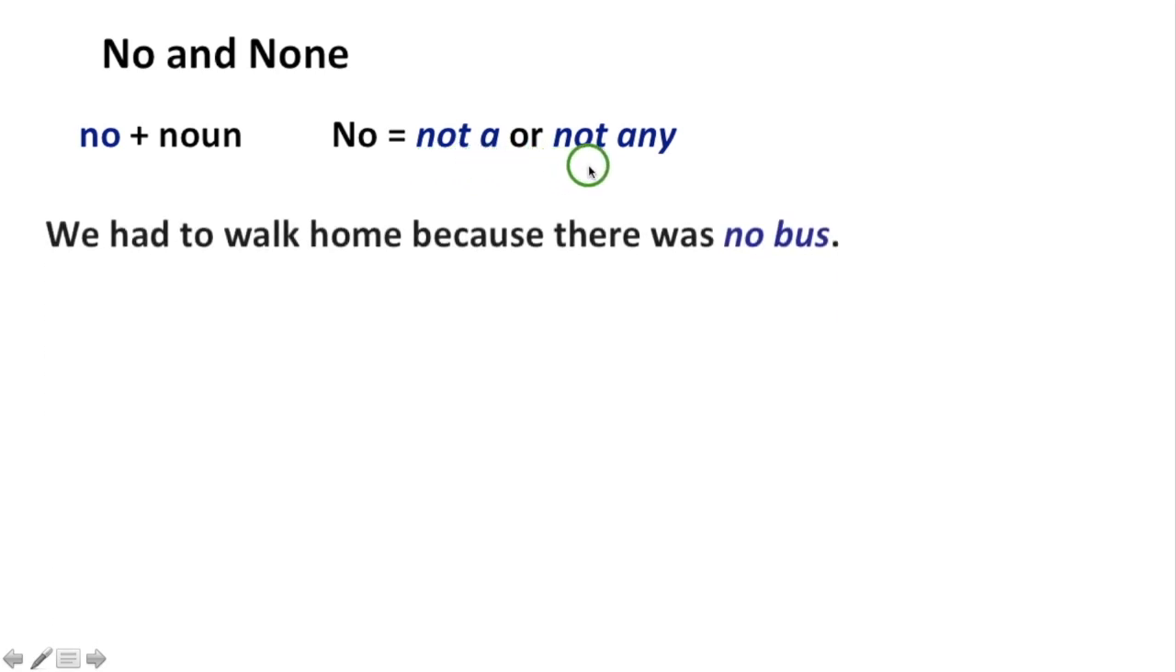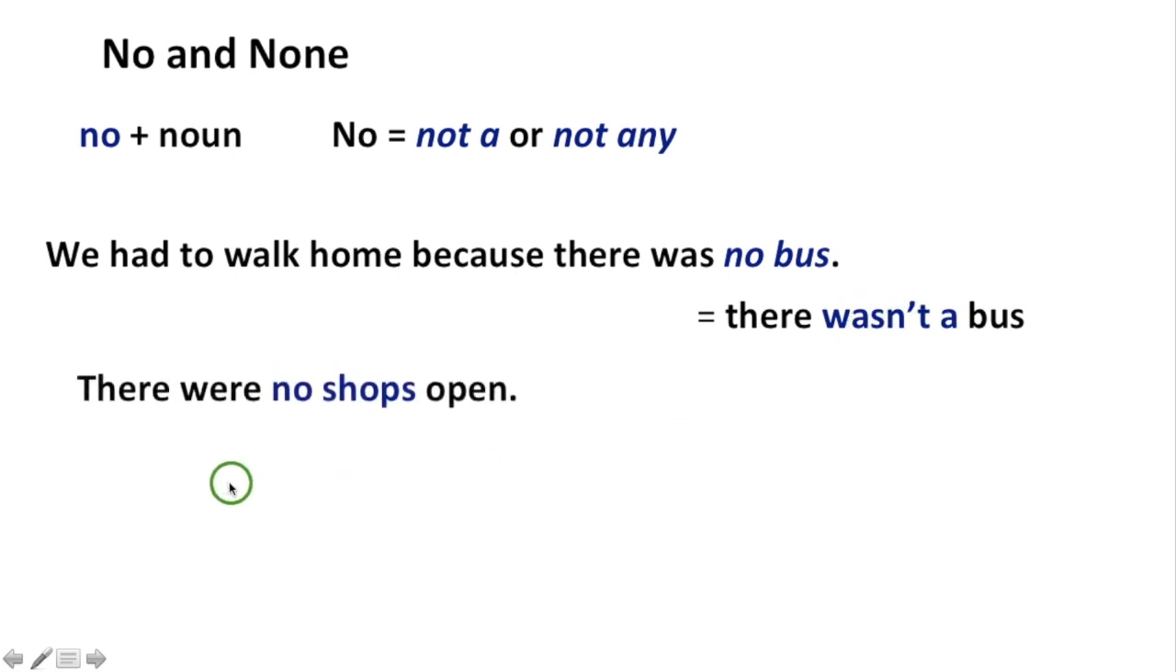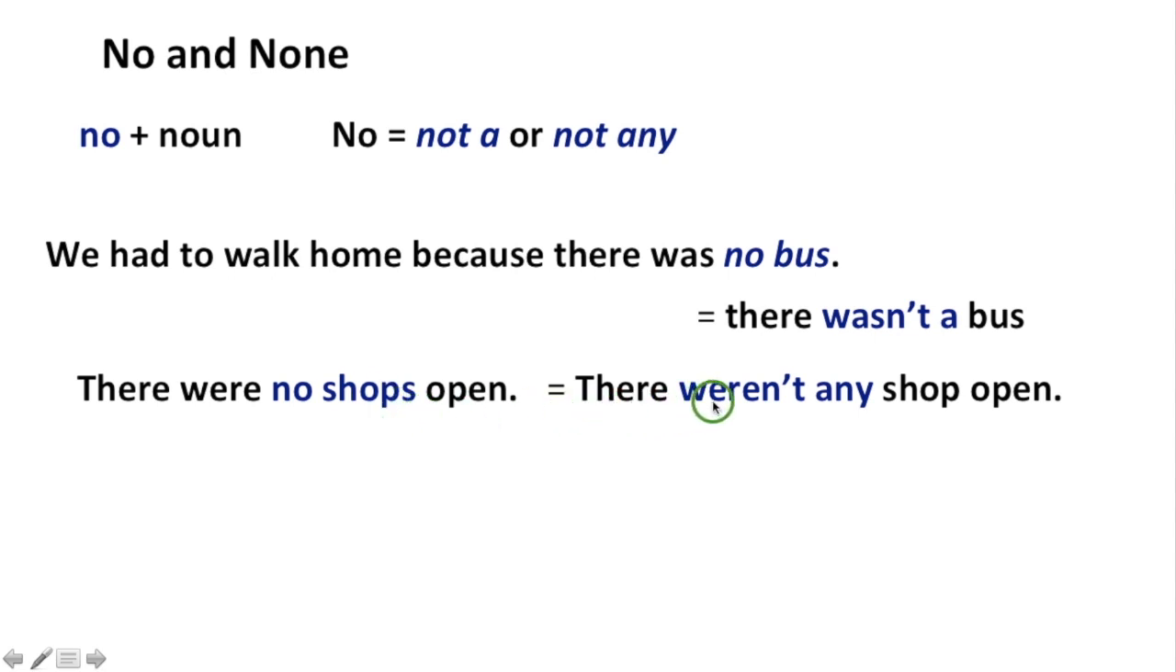Now let's see the examples. Here we have to walk home because there was no bus. This sentence means there wasn't a bus. That means was not a bus. So next example for you. There were no shops open. Here also, in this sentence we find no, and after no we have to use a noun, that is shops, and this sentence implies that there weren't any shops open. That means not any. So when we are talking about no, keep in mind the point that no is always used with a noun. After no, we have to use a noun definitely.